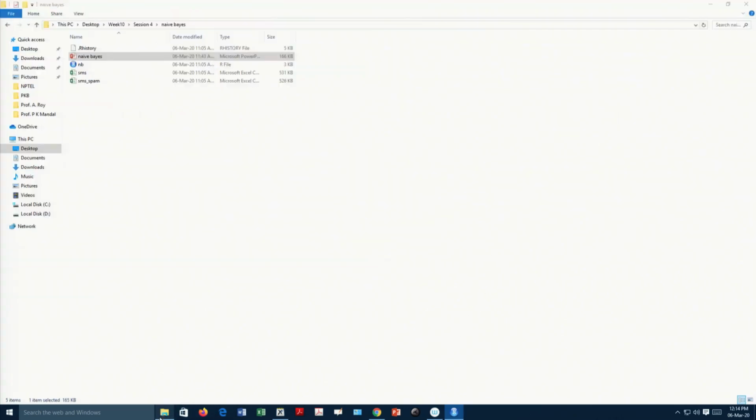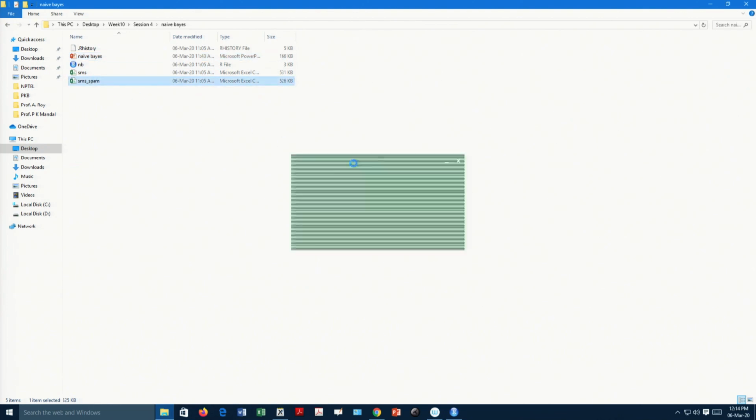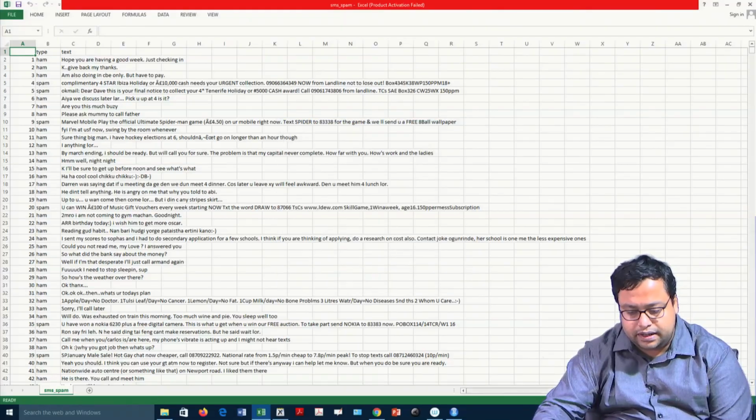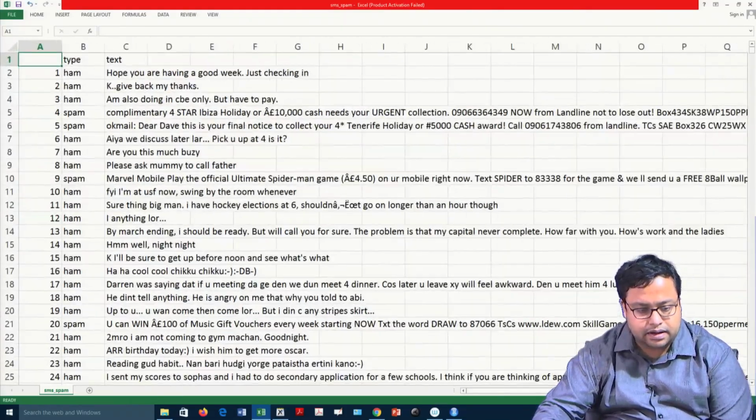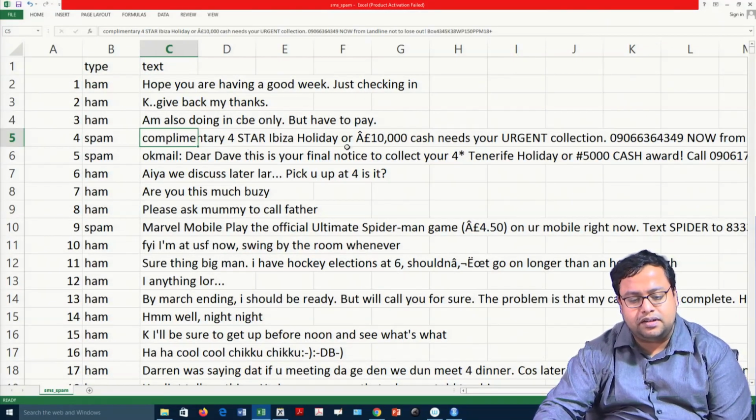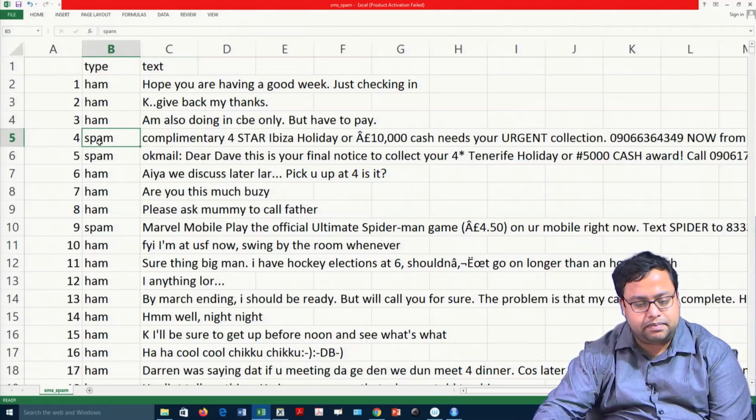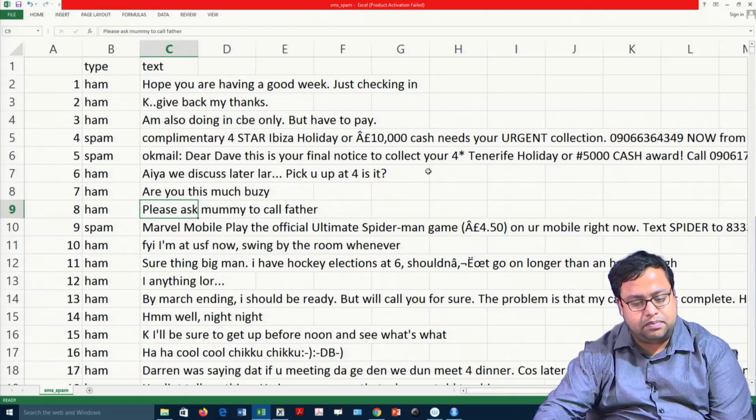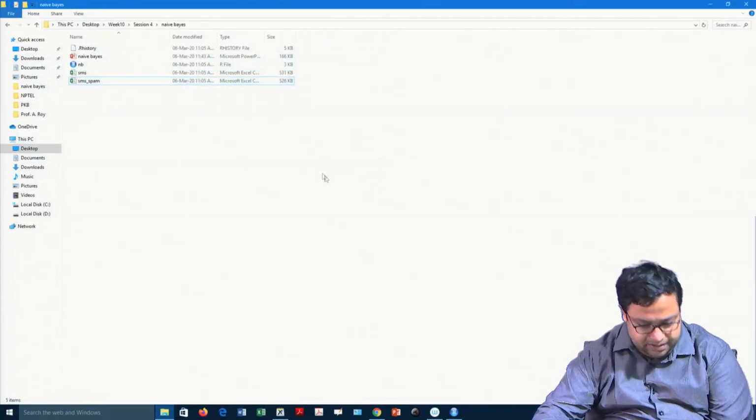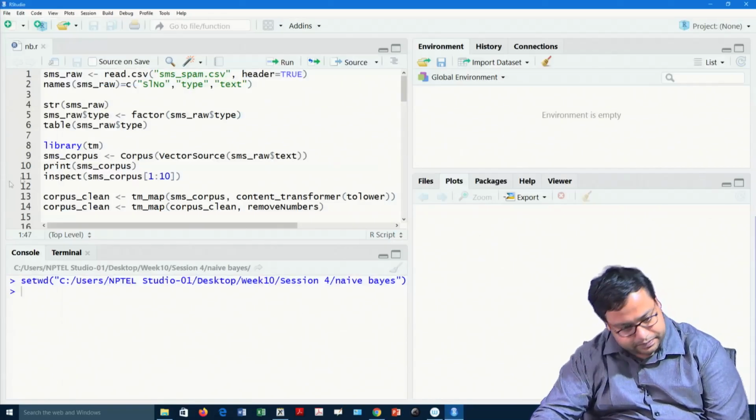The data set looks like this, where if you see it carefully, there is the type, whether it is spam or ham, and the text that is written. For example, "complimentary 4-star Ibiza holiday" and so on, this is spam, but "are you this much busy, or please ask mommy to call father", this is ham. So, we will be playing with that.